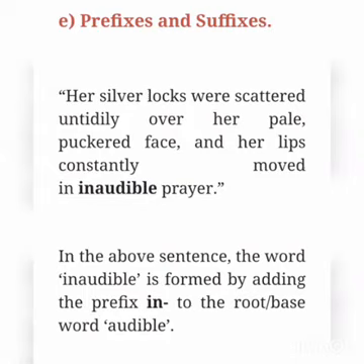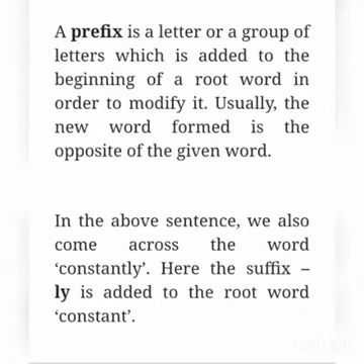Prefixes and suffixes. Let me read. You may get one word answers from this part. Listen. Her silver locks were scattered untidily over her pale, puckered face, and her lips constantly moved in inaudible prayer. In the above sentence, the word inaudible is formed by adding the prefix in to the root or base word audible. So, in is added to the root or base word audible.